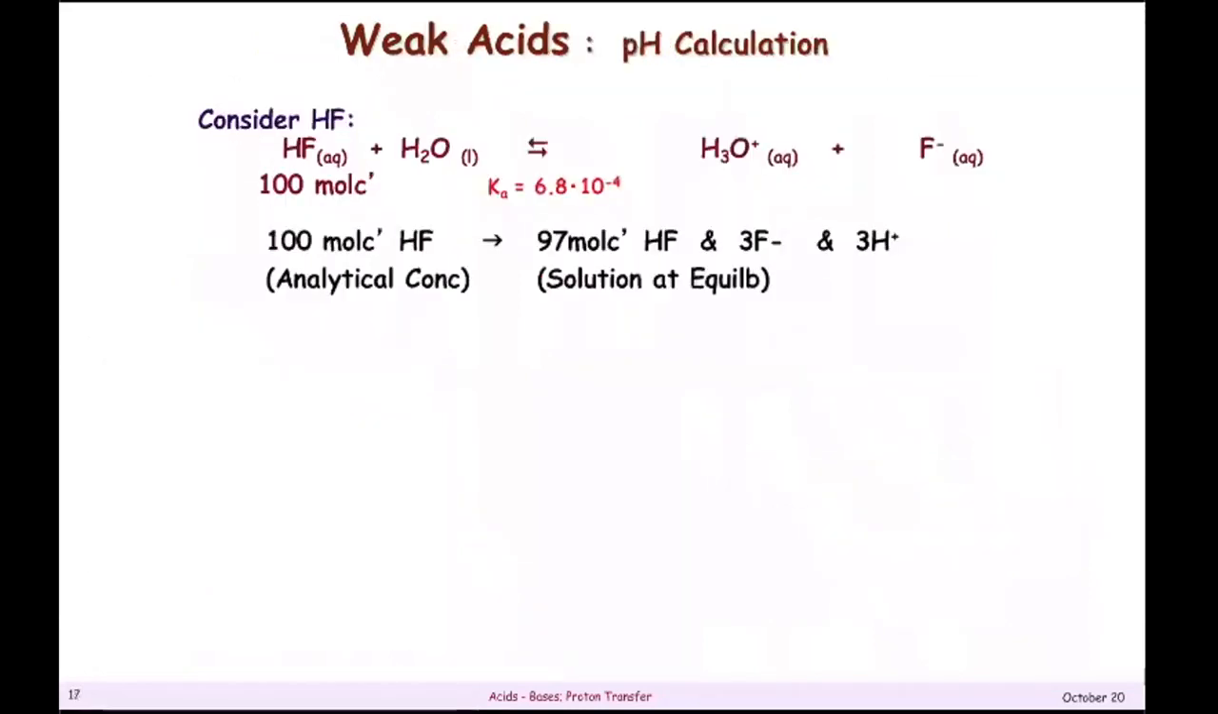Okay, suppose we have hydrofluoric acid. Again, by definition, HF is a weak acid. So if we have 100 molecules, less than 100% will dissociate. Most of it stays in its intact, undissociated form, only a small fraction dissociates to its ions, okay?